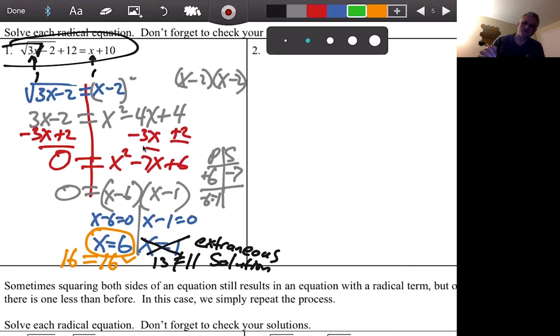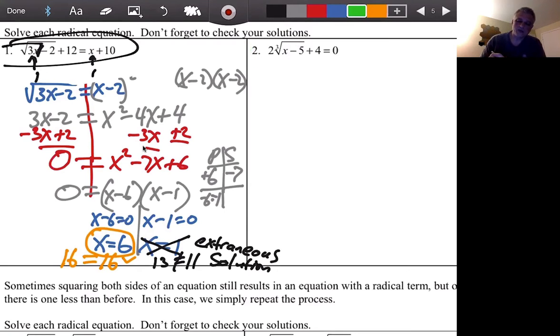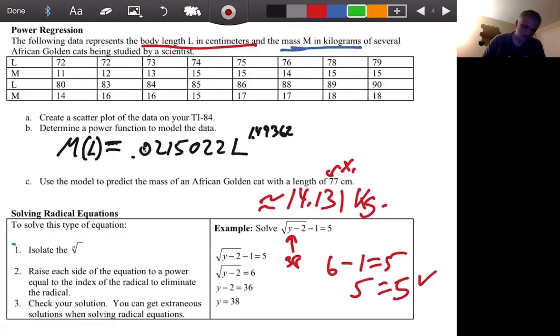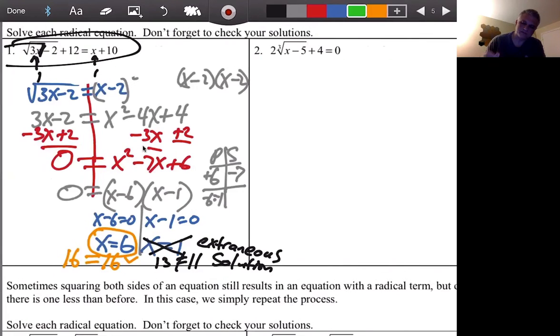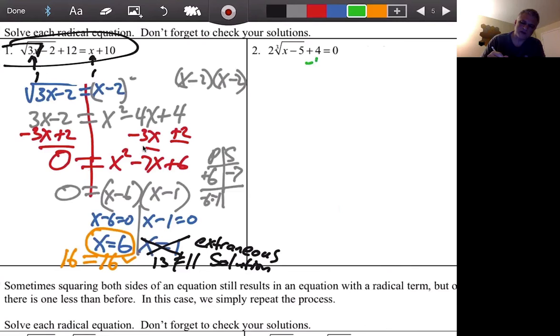All right, let's go over to question 2 on this side. All right, again, we have a radical. This time it's a cube root. We still have to isolate it first. Okay, so we go back to isolate the radical. Okay, so I'm going to have to subtract 4 first.